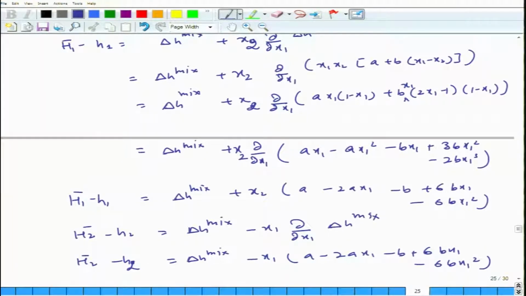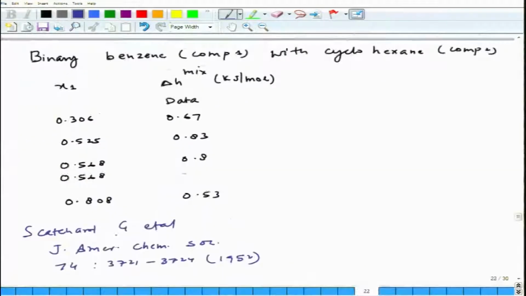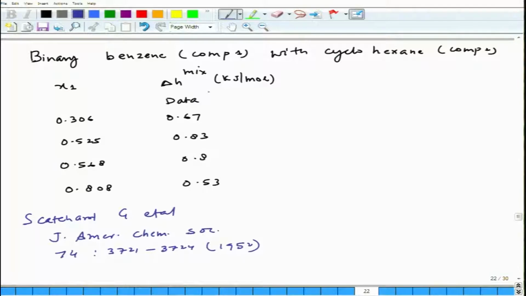So, now you have an expression. You know the values of x1, you know exactly delta H mix. Now, the model which we have developed is basically an analytical model, right? So, just to give you an idea what the fit was after using the Excel sheet, I can plug in the values of the model for the given values here. It was 0.68, 0.82, 0.81, 0.53, pretty good, right?